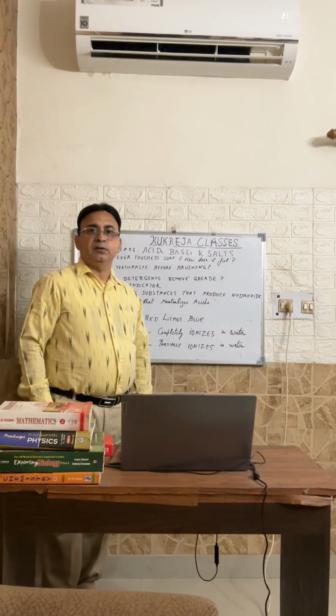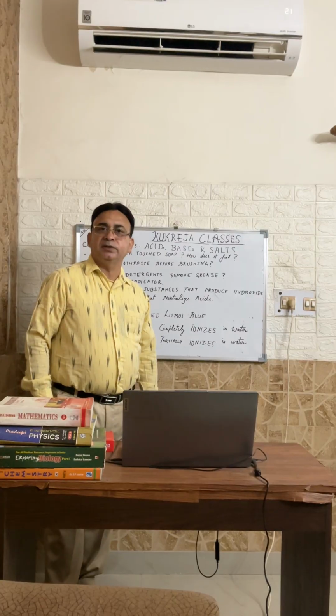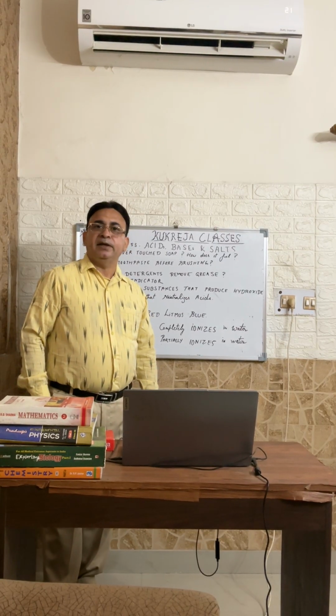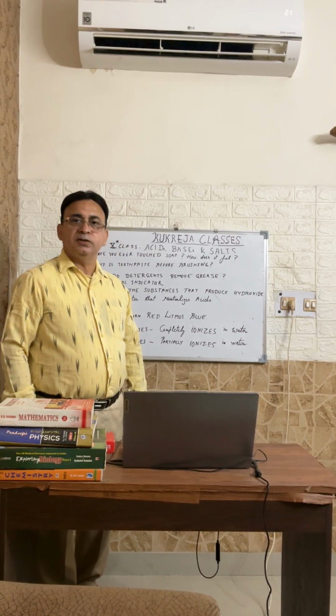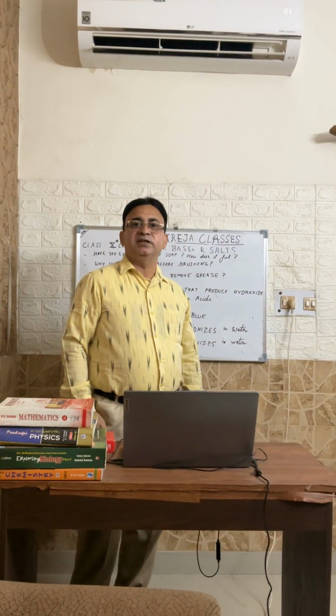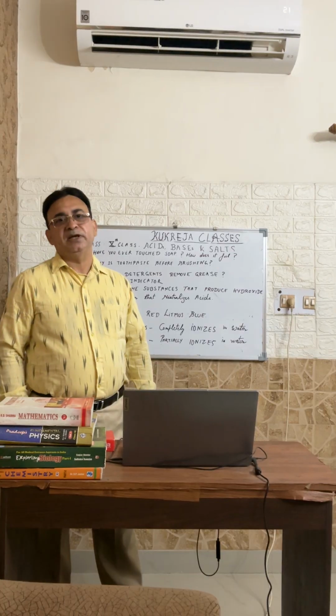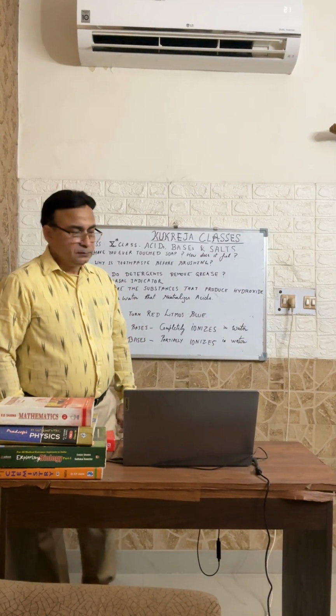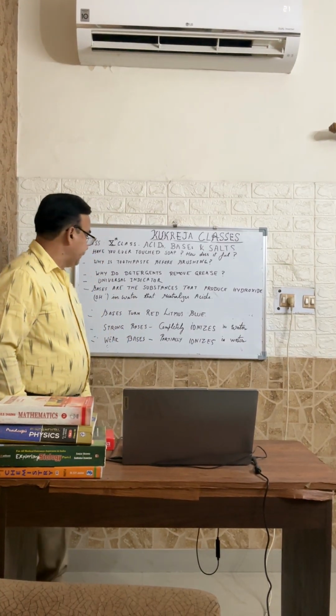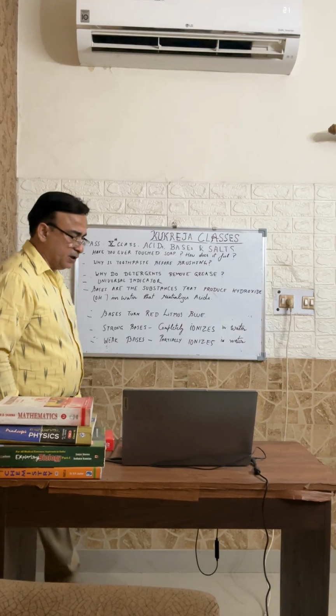If the pH of water is 7, and if the pH of any solution is below 7, then it is acidic, and if the pH of the solution is more than 7, it is basic in nature. So this is how we define the pH scale.